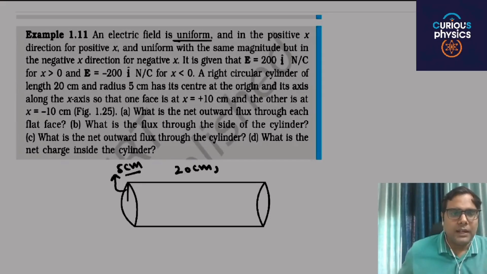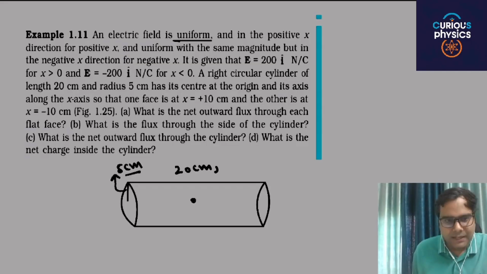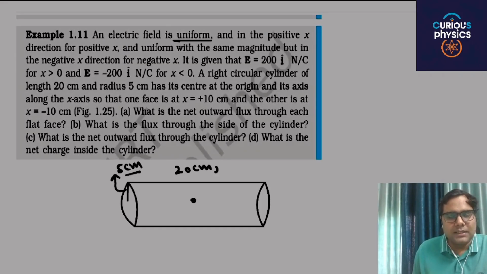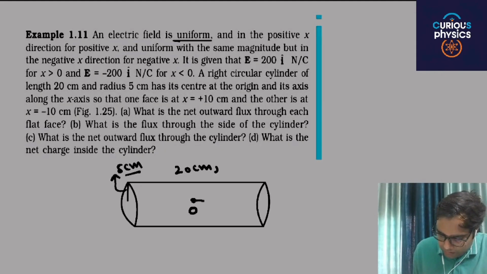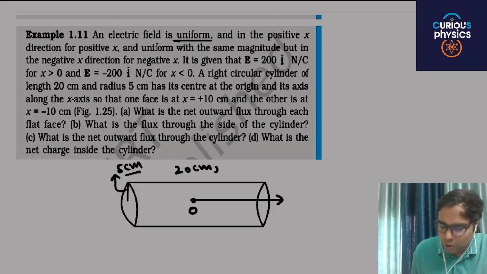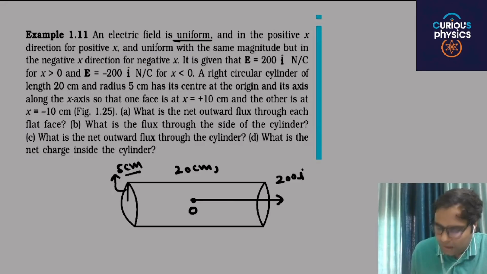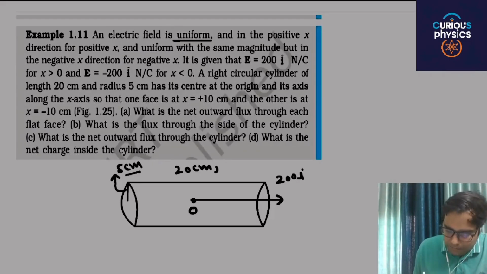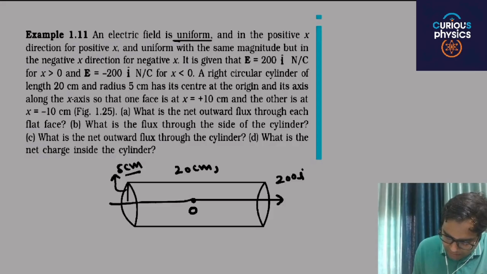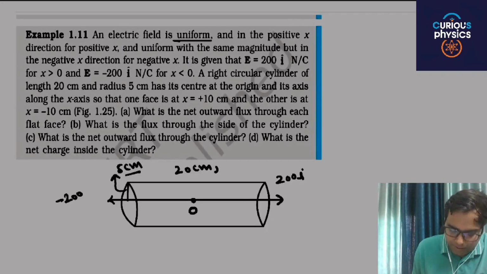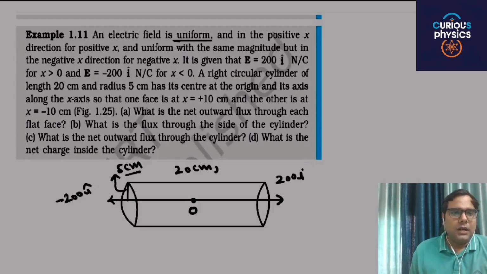Okay, this is 25 and the radius is, and this is the center point. From the center point you can say this is the origin, this is O. From this direction the electric field is positive and its value is 200 i, and in the backward direction, in the negative direction, its value is minus 200 i. Okay, this is basically the question.